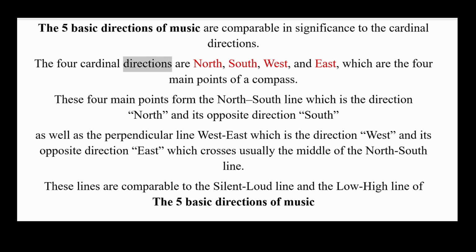The 4 cardinal directions are north, south, west, and east, which are the 4 main points of a compass. These 4 main points form the north and south line, which is the direction north, and its opposite direction south, as well as the perpendicular line west-east, which is the direction west, and its opposite direction east, which crosses usually the middle of the north-south line. These lines are comparable to the silent-loud line and the low-high line of the 5 basic directions of music.